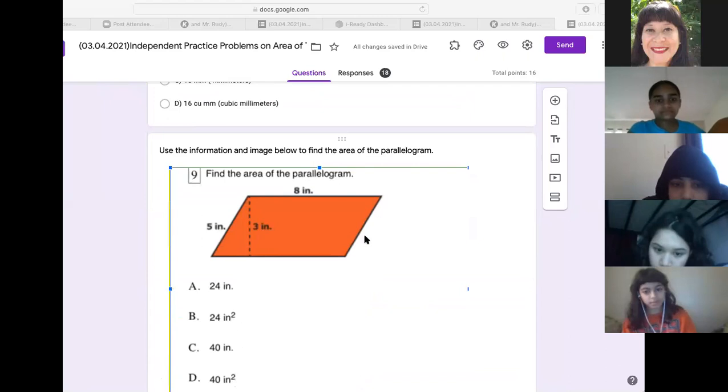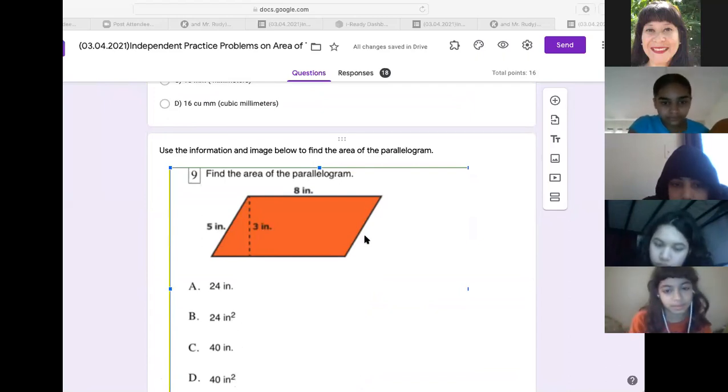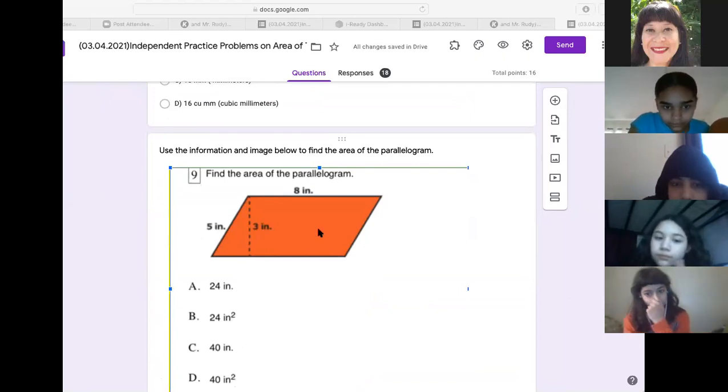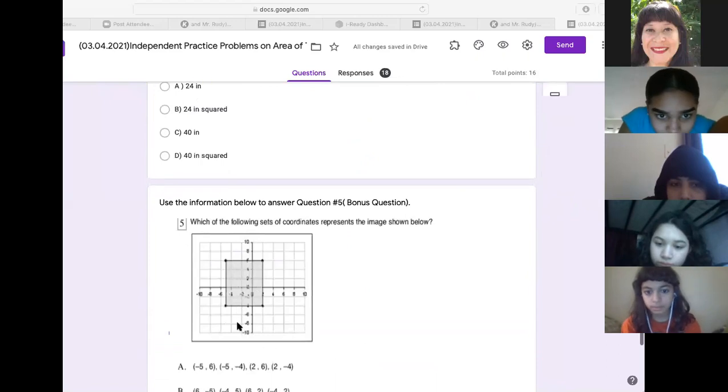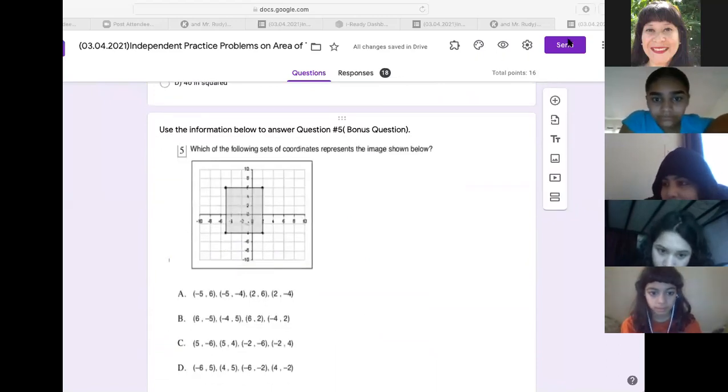Number 4, we just did this, area of a parallelogram. It's the same question we just did. Refer to Google Classroom. Miss B went over it and explained the misconception. Question 5, this is bonus. I do want to go over this one because it was very hard to screenshot.